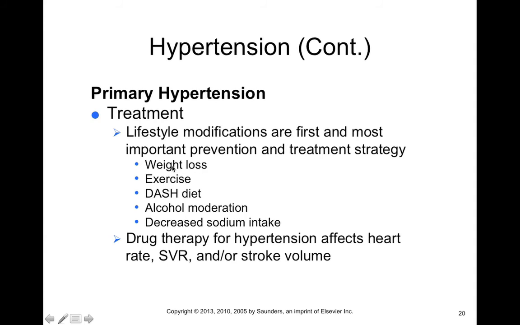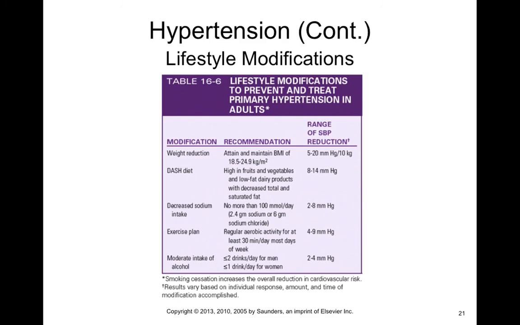So if someone loses weight, exercises, goes on a DASH diet, which is high in fresh fruits and vegetables, limits their intake of alcohol, and limits their intake of sodium and nicotine, all of these can help to reduce blood pressure. Otherwise, there are drug therapies for hypertension as well, things that would help target systemic vascular resistance, stroke volume, and heart rate. And if you can reduce these factors, you can reduce blood pressure.